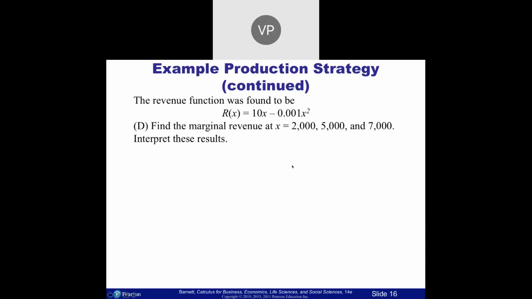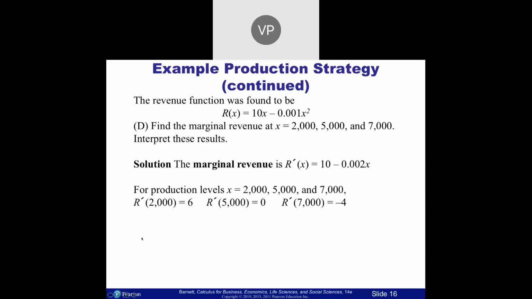Back to that same revenue function, they want to find the marginal revenues at each of these prices. Here is our revenue. Marginal means take the derivative, and we're going to plug in each of these three values. Here's the derivative, 10 minus 0.002x, and I plug in these three numbers respectively. At 2,000, I get 0.002 times 2,000, which is 4, and 10 minus 4 is 6. At 5,000, we get R' is 0. And at 7,000, we get -4.